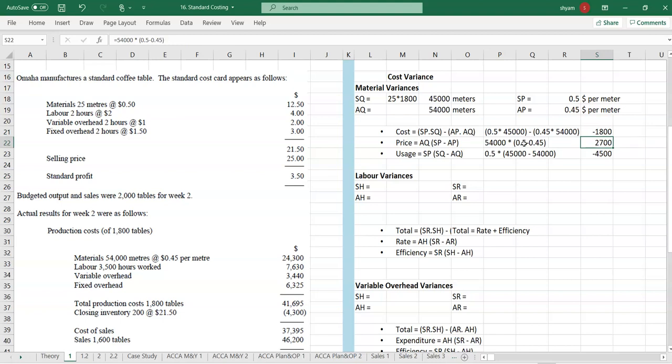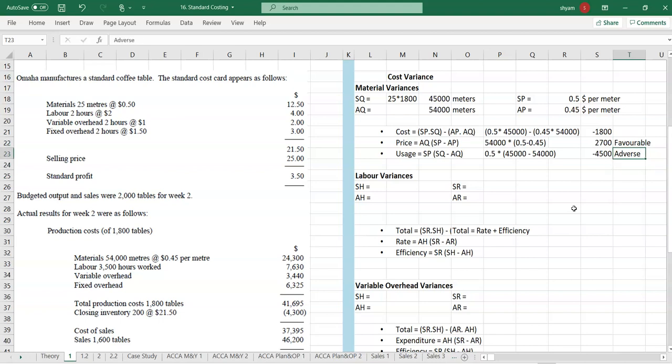They should have bought this item at 0.5, they have bought at 0.45. Okay, so that is a good thing. So it is a favorable variance. They should have consumed 45,000 meters, but they have consumed 54,000 meters, which is adverse.